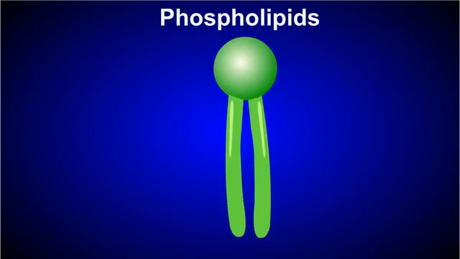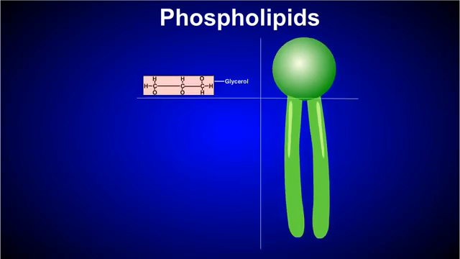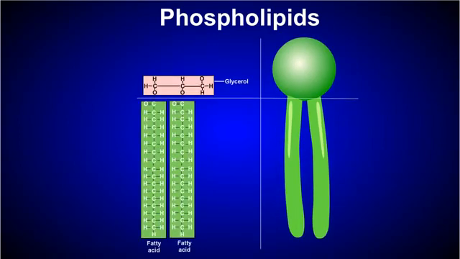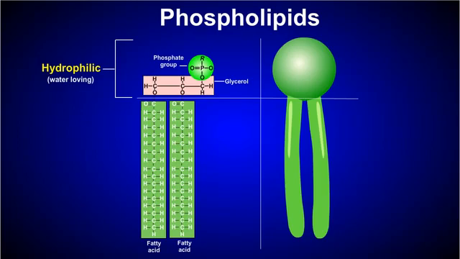Phospholipids are similar to triglycerides in that they contain glycerol and two fatty acids. What's different is that a phosphate group rather than a third fatty acid is attached to the third carbon of glycerol. Phospholipids are extremely important, mainly because of their unique properties in regard to water. The phosphate head of the molecule is hydrophilic, or water-loving. This means that it mixes well with water. The fatty acid tails, however, are hydrophobic, or water-hating, and do not mix well with water.